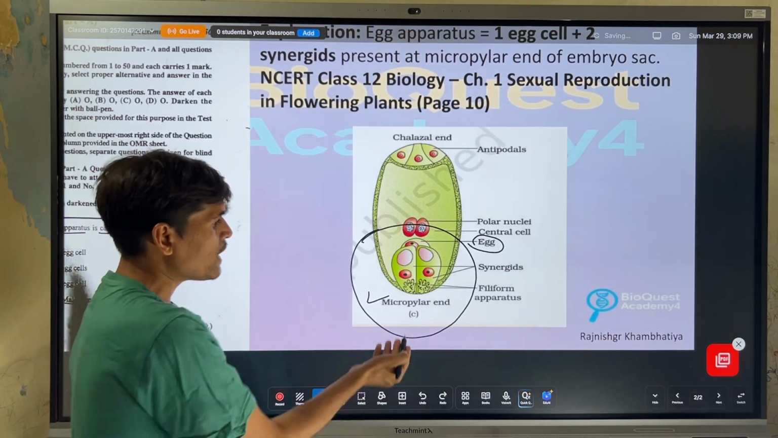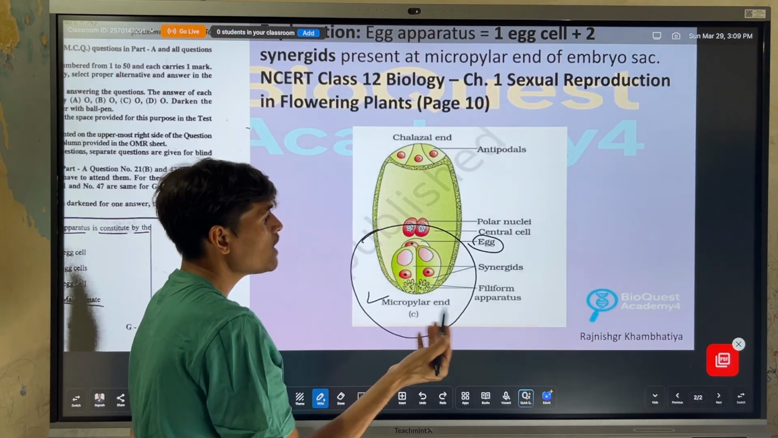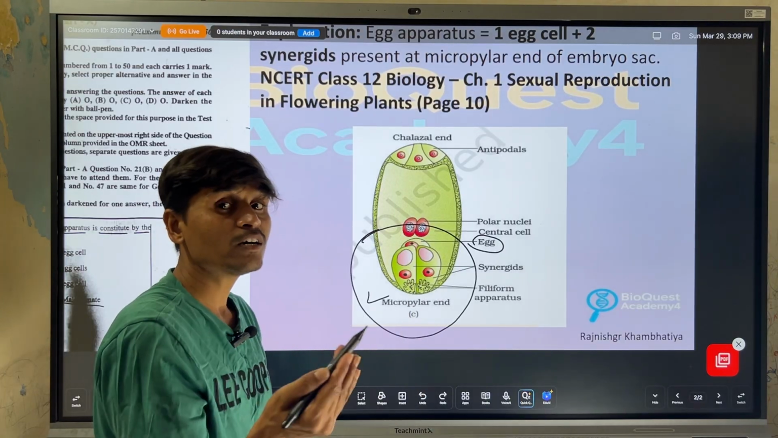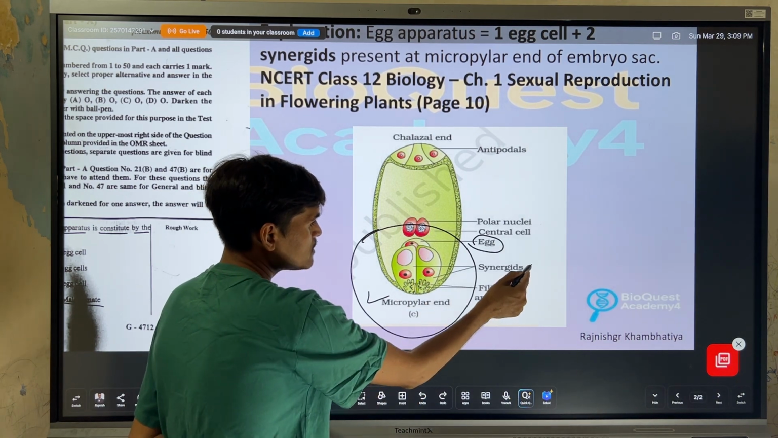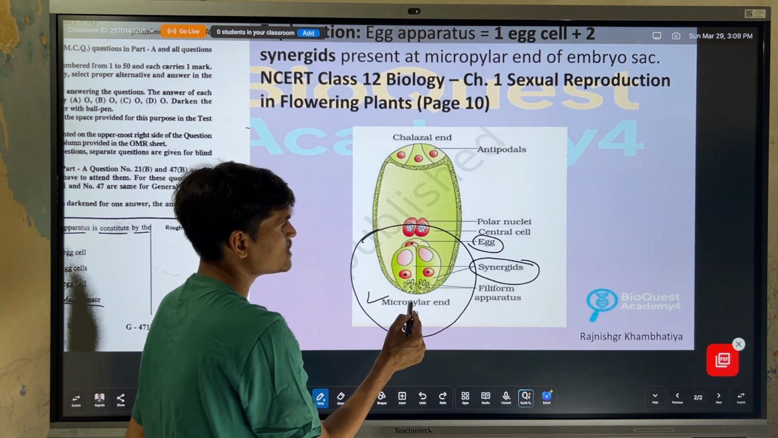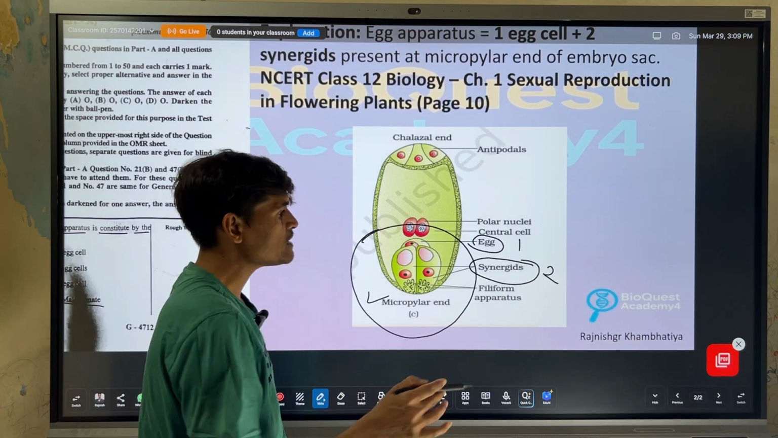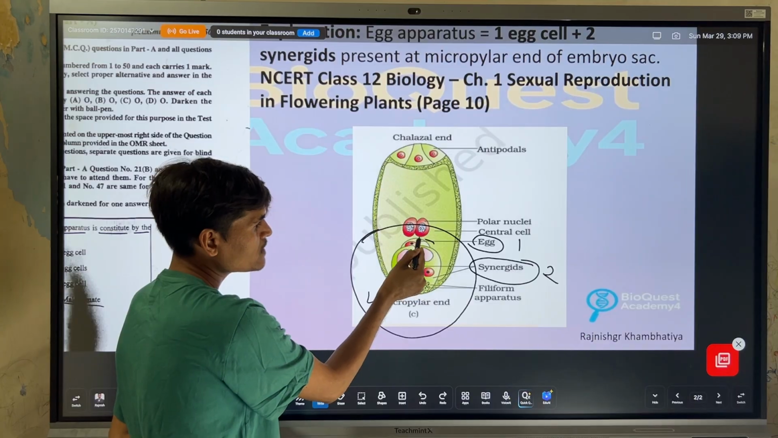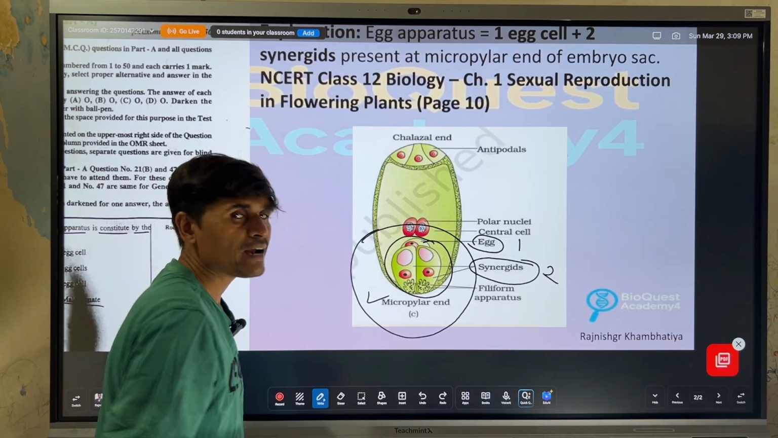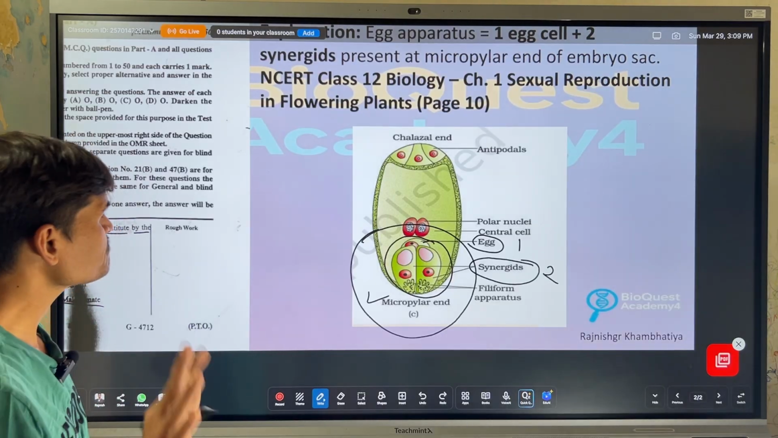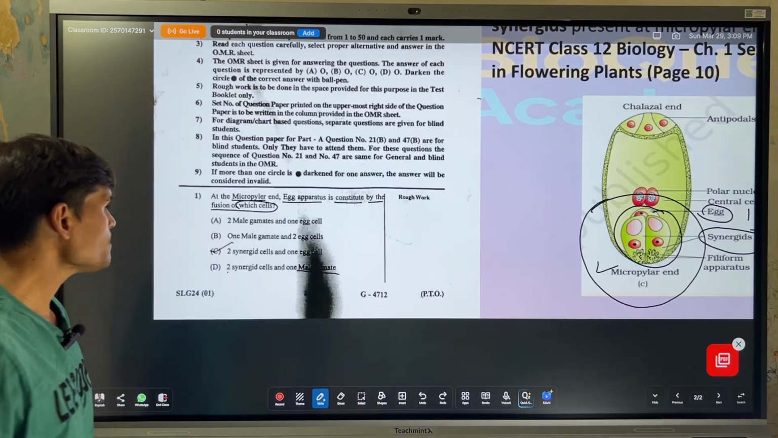This end is the micropylar end. So at the micropylar end, the egg cell is fusing with other 2 cells. You can directly see in the diagram 2 synergid cells. So 1 egg cell and 2 synergid cells, they will fuse together like this in the diagram. You see, at the micropylar end. So from the diagram you can actually answer it.